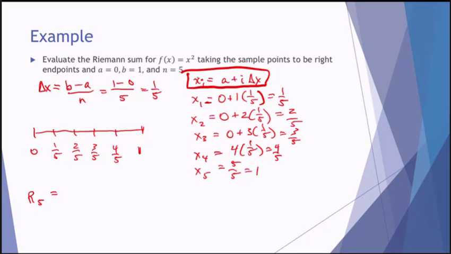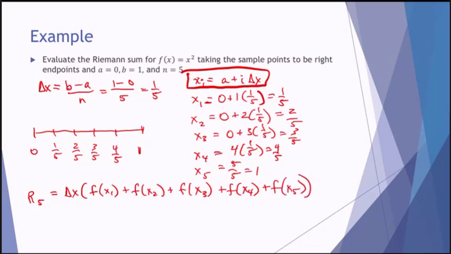So if we're looking to find R sub 5, let me do this using 2 different notations. So R sub 5 should be delta x, your width, times, since this is right endpoint rectangles, f of x sub 1 for my first height. If this were left endpoint rectangles, my first height would be determined by f of x sub 0. Okay. Plus f of x sub 2, f of x sub 3, f of x sub 4, and f of x sub 5 is where I end.